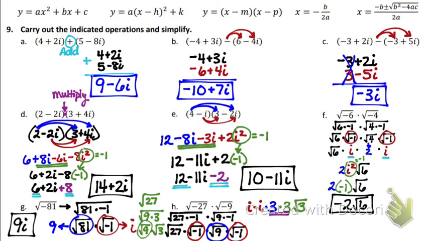i times i is what? i squared. So I have 9 i squared square root of 3. What do I replace an i squared with? -1. So I'm doing -1 times 9. So I have -9 square root of 3.